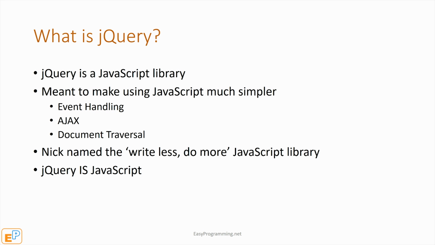So what is jQuery? jQuery is just a JavaScript library. Everything written in jQuery has a JavaScript base. So everything you write in jQuery eventually becomes JavaScript before your browser recognizes it, because there is no such thing as jQuery as a scripting language or a programming language. It's meant to make using JavaScript much simpler, including event handling, AJAX, as well as document traversal.